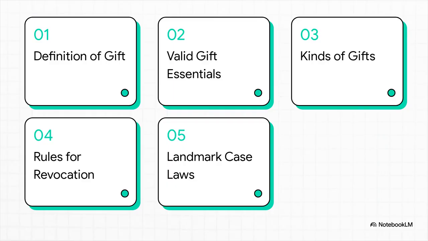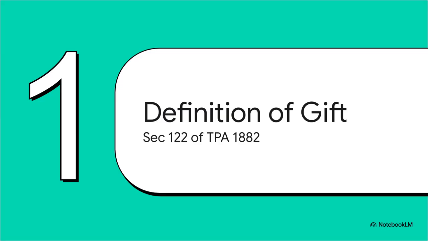So, to score that perfect 16 marks, your answer script absolutely must follow this strict structural hierarchy. We'll be looking at the statutory definition, the essentials of a valid gift, the kinds of gifts, rules for revocation, and the landmark case laws. This covers sections 122 to 129. Let's get into it. Section 1, the statutory definition of a gift.